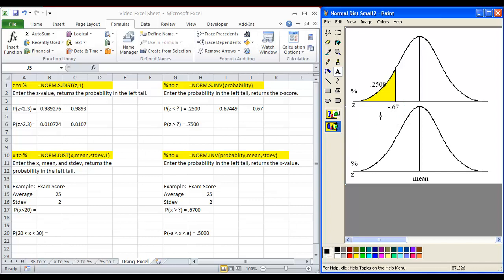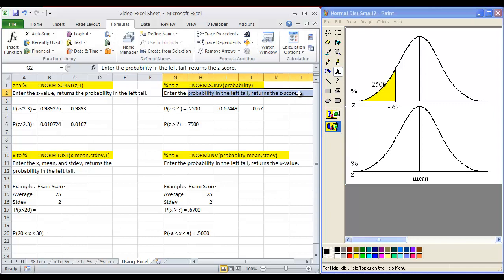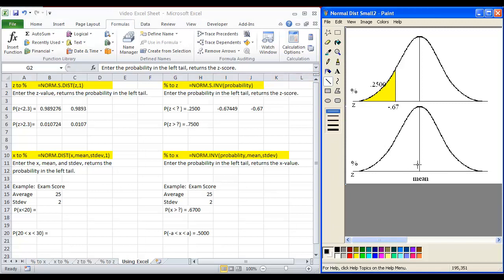Well, having done that, we entered the probability in the left tail to find out what the z-score was. So in this one, what's the probability that z is going to be greater than 75%? So if we were to graph this, greater than 75%, so 75% is going to be in our value up here. So we have our 75% there.